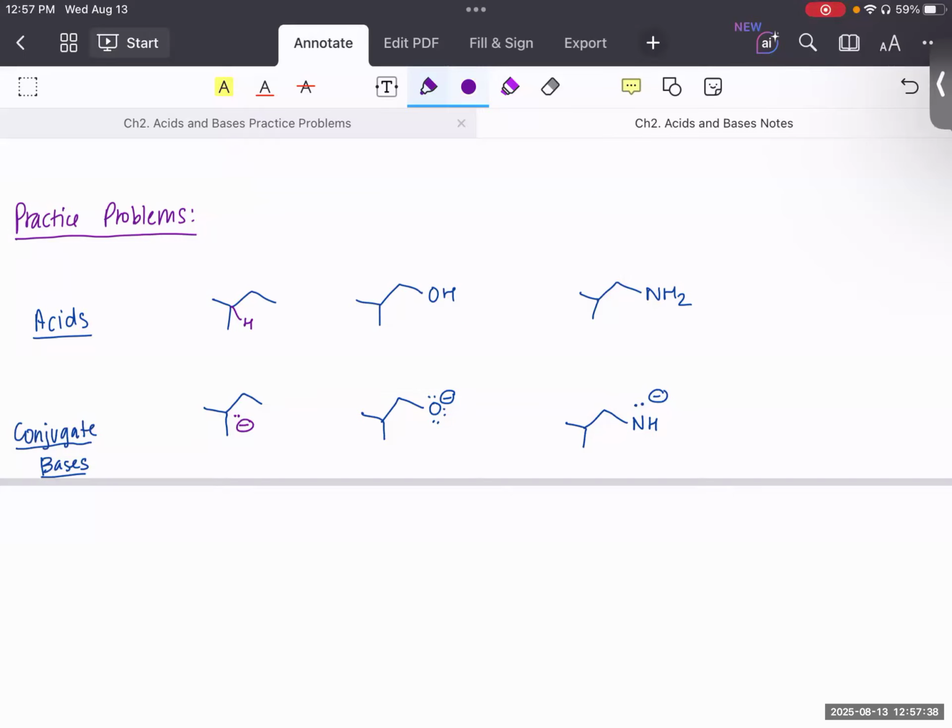Because in the first case, the hydrogen's bonded to carbon, the next is bonded to oxygen, and so on. And so the only effect that we care about here is going to be the element effect, because the hydrogens are bonded to different elements.